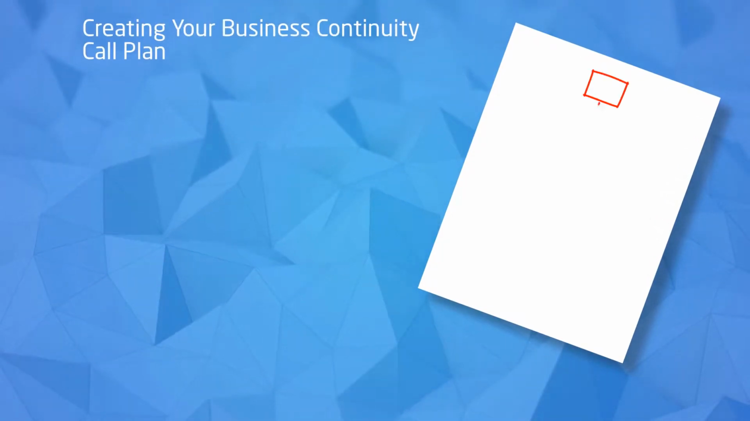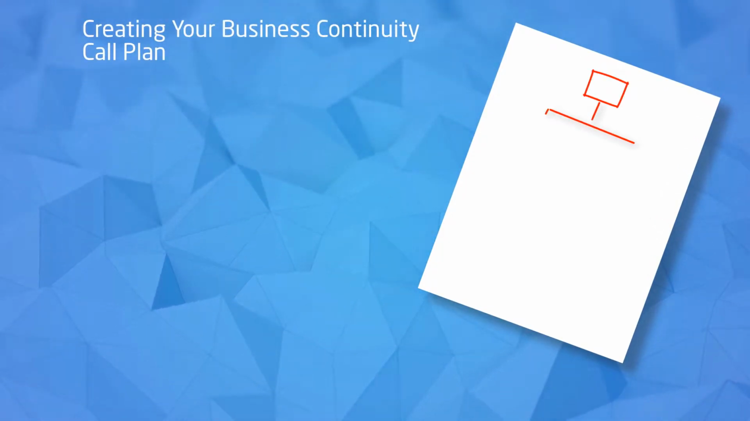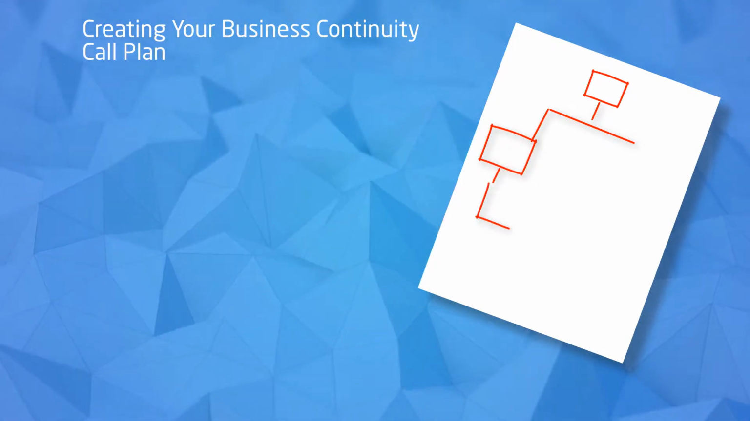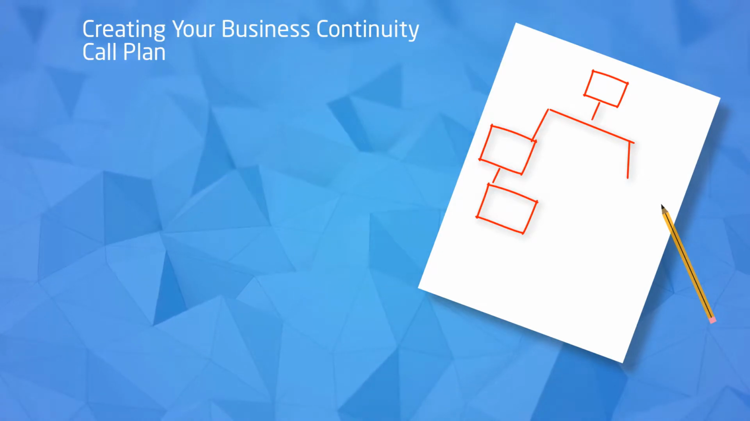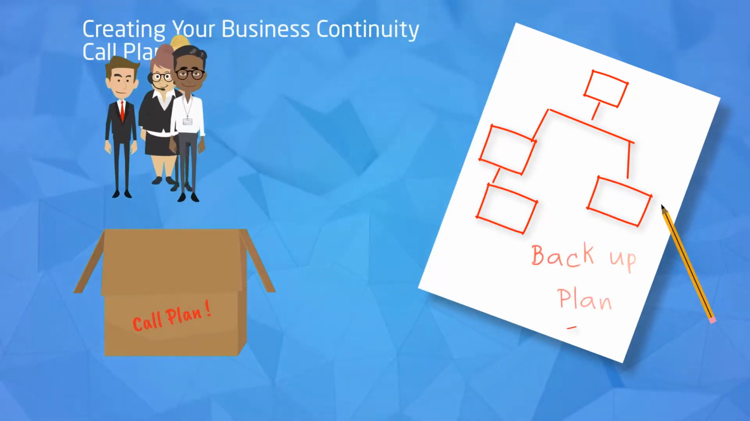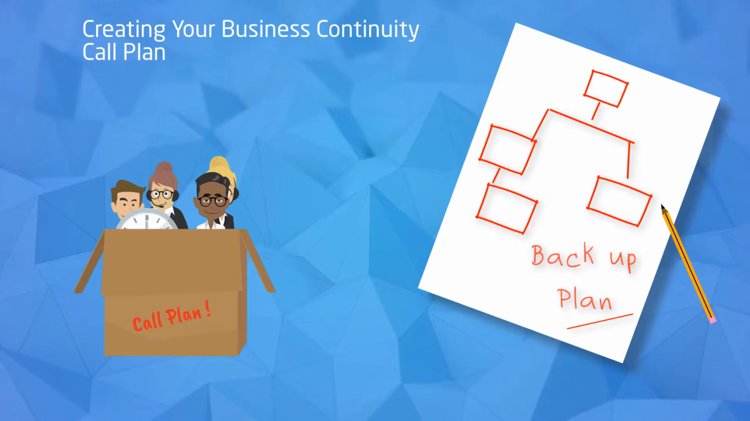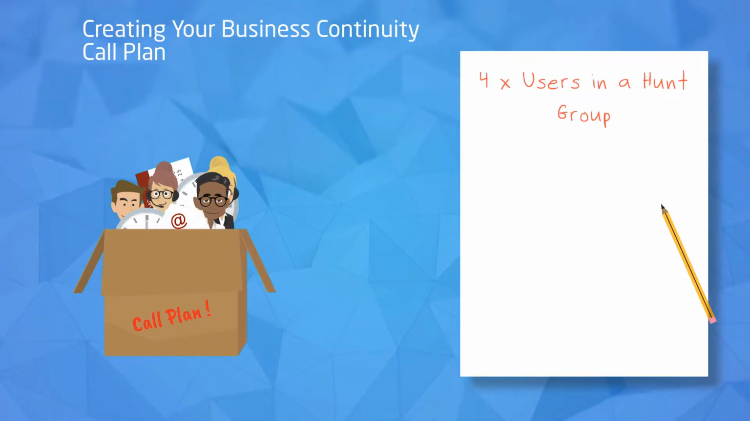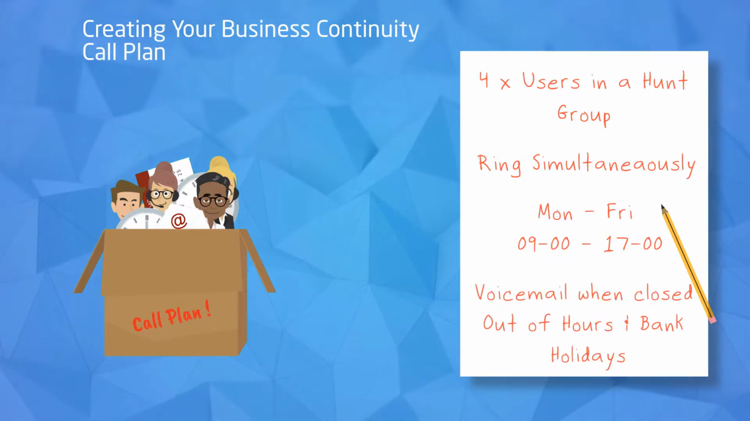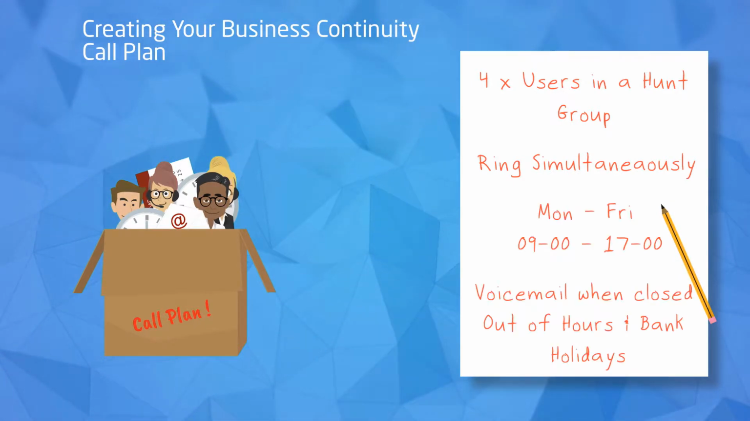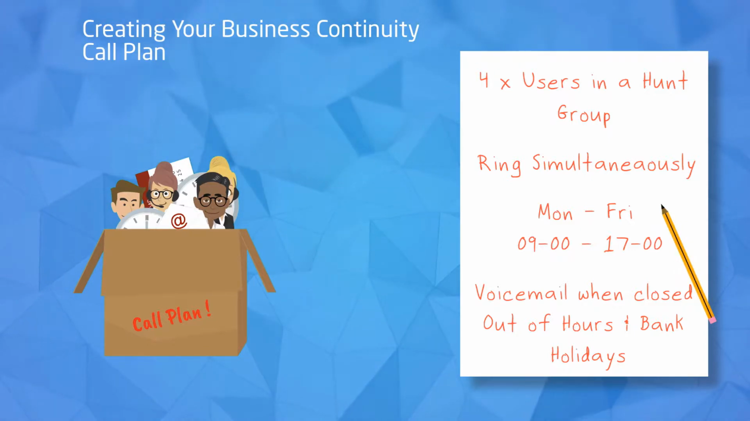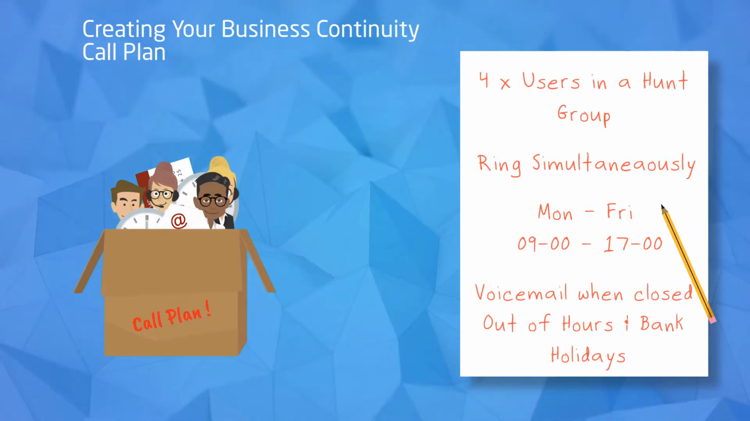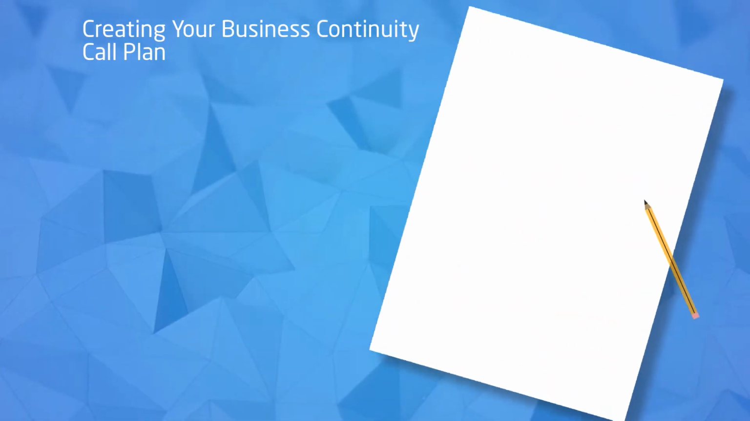Before you start, it might be useful to sketch out the journey you'd like the call to make in particular instances, as this will enable you to make sure you don't miss out any necessary nodes when developing a large call plan. Let's use an example of 4 users in a hunt group. The customer wants each user's phone to ring simultaneously. Their call working hours are Monday to Friday, 9 to 5, and they're closed outside of these hours, including bank holidays. And they want to give callers the chance to leave a voicemail when the business is closed. They also want to be notified by email when a voicemail is left.